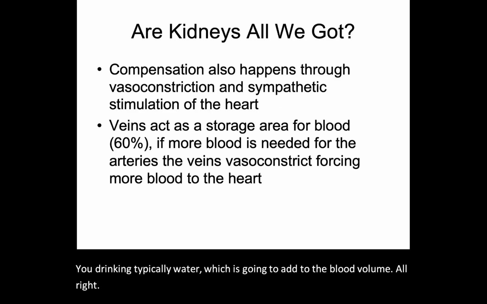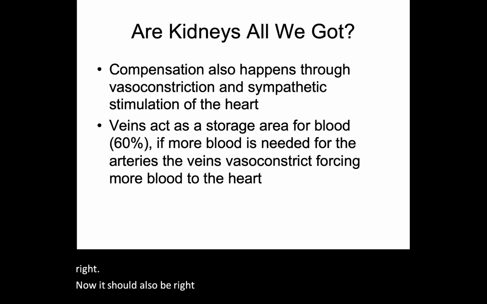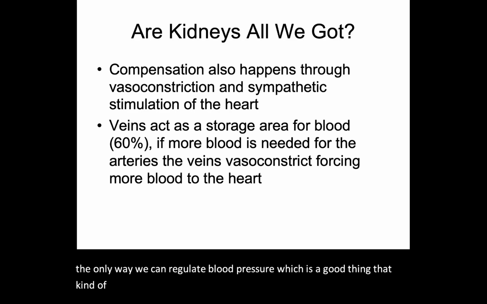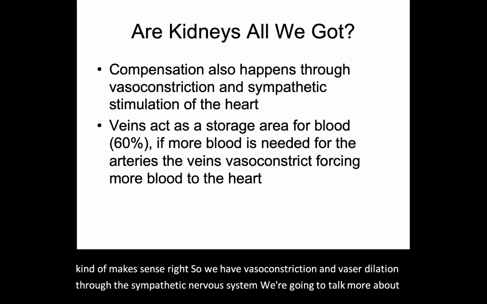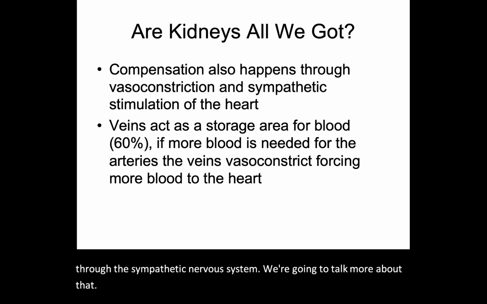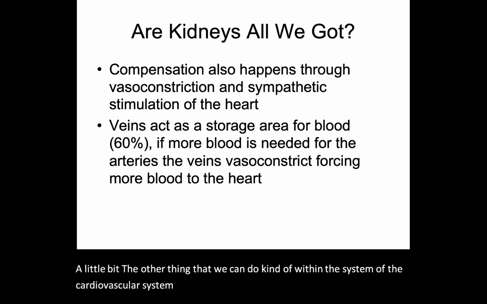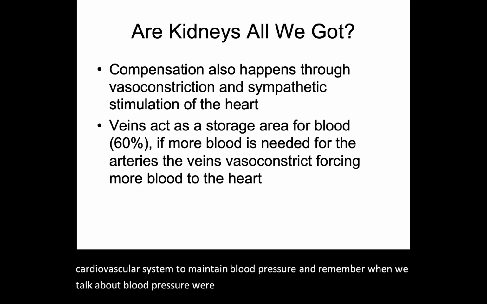Now, it should also be noted that the kidneys are not the only way we can regulate blood pressure, right? Which is a good thing. That kind of makes sense. Right, so we have vasoconstriction and vasodilation through the sympathetic nervous system. We're going to talk more about that in a little bit. The other thing that we can do within the cardiovascular system to maintain blood pressure, and remember, when we talk about blood pressure, we're really talking about blood volume as well.